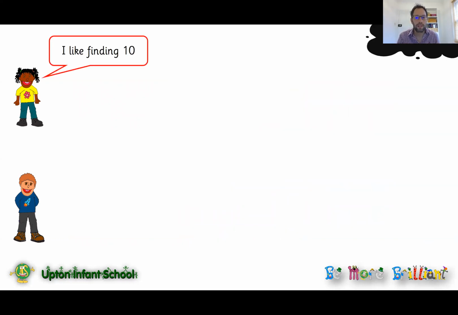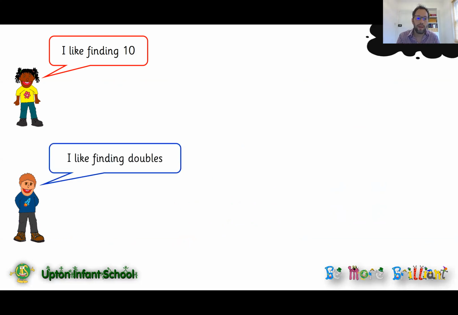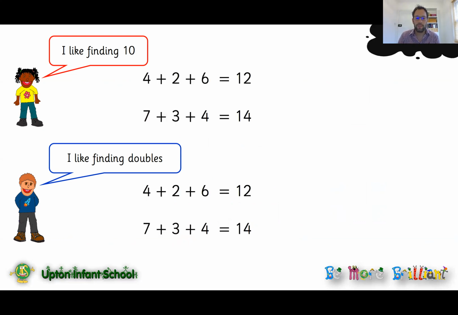Poppy is saying she likes finding 10. Well, that worked out really well for you today, didn't it? And Walt's saying he likes finding doubles, and that worked out well for you as well. I tell you what, you two, I'm going to give you some calculations. There we go. I've even given you the answers.